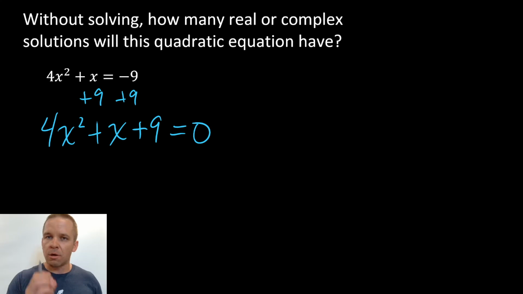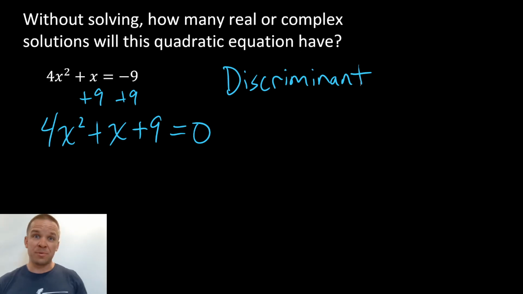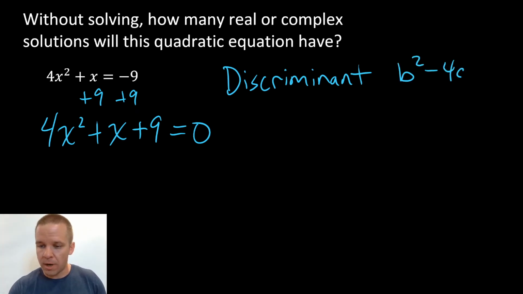Now, the way that we determine the number of solutions and whether they're real or complex is use what's called the discriminant. 99% sure I spelled that correctly. And that is b squared minus 4ac. Where have we seen that before? That's the part that's inside the square root, under the radical, of our quadratic formula.